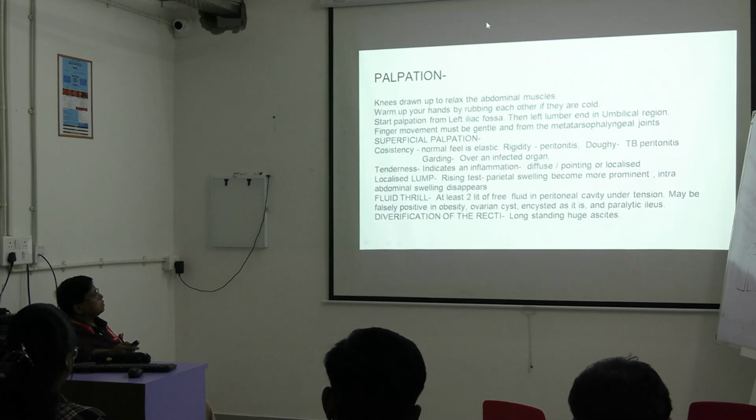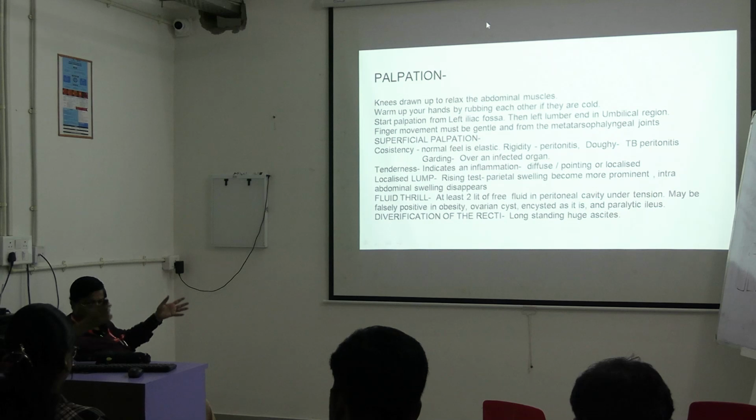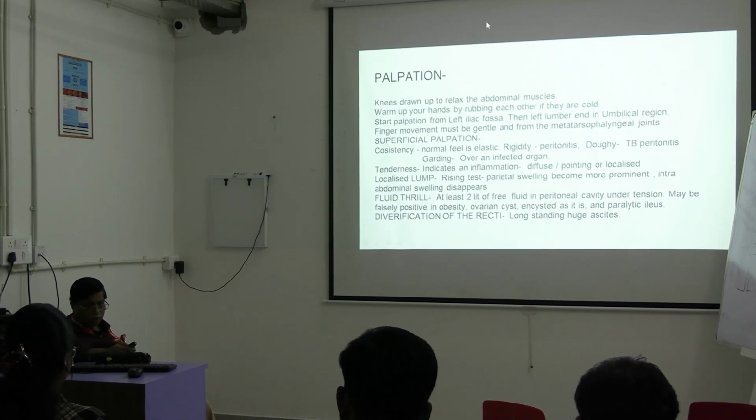Ovarian cyst or encysted fluid, it may be, as it is in paralytic ileus. In paralytic ileus also, the ileum may be hugely enlarged, there may be fluid, and you may get a fluid thrill. So it is not a sign, you cannot tell that the fluid thrill is present and the patient has ascites. No, you cannot tell. This is not free fluid. Maybe encysted fluid in the intestine or maybe the ovary.